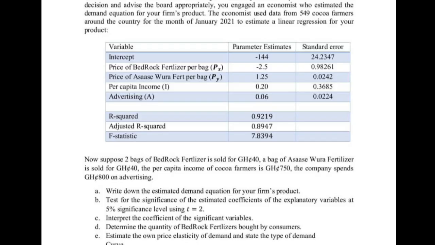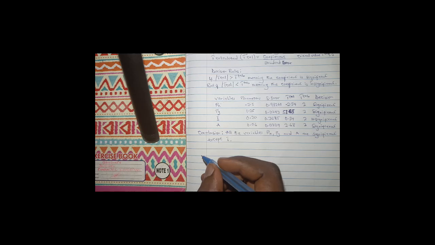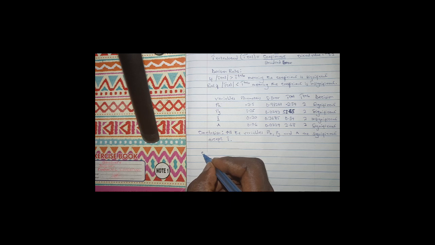So all the variables px, py, and a are significant except I, which is insignificant. So that is how you quote it. All right, now let's move on to the next part, which says that we should interpret the coefficient of the significant variables.